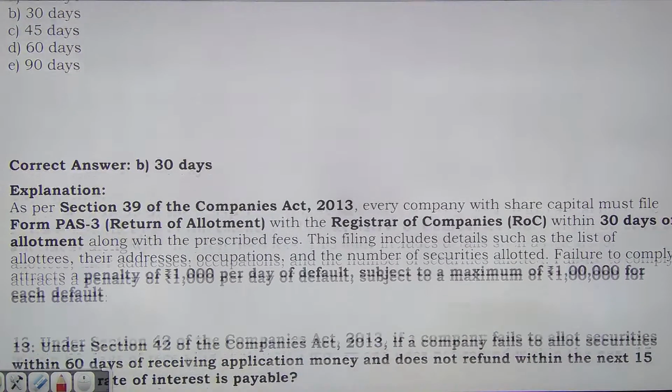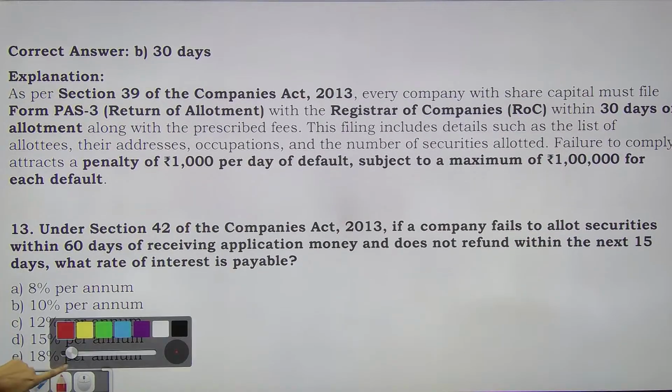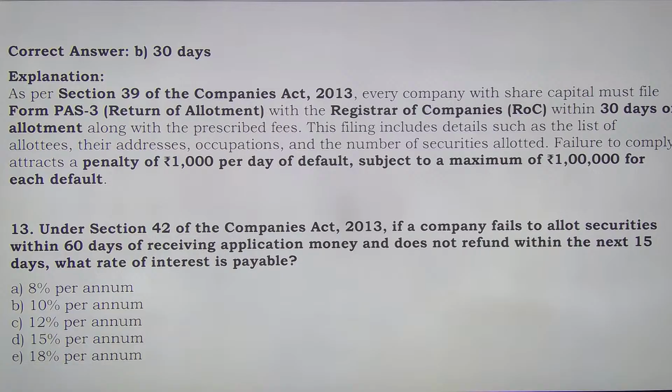Now moving forward to the next question, which is related to section number 42. It is asking you, if a company fails to allot securities within 60 days, okay, section 42 talks about private placement, right? So if within 60 days the company is not allotting the securities after receiving application money and does not refund the money also in the next 15 days, then what is the interest rate that is applicable?